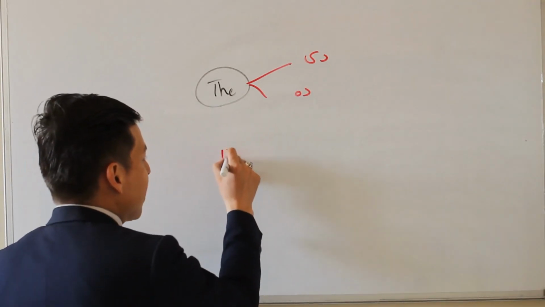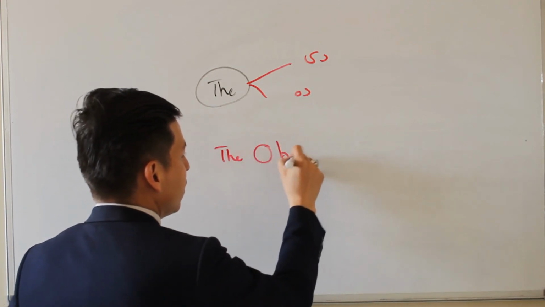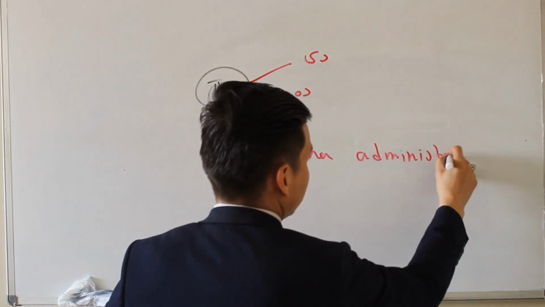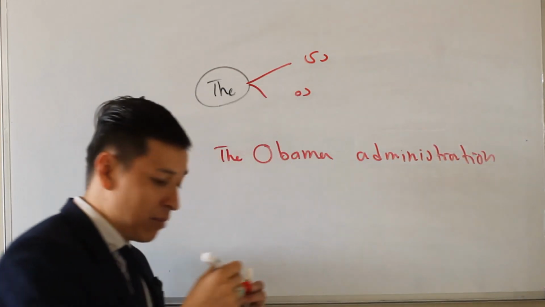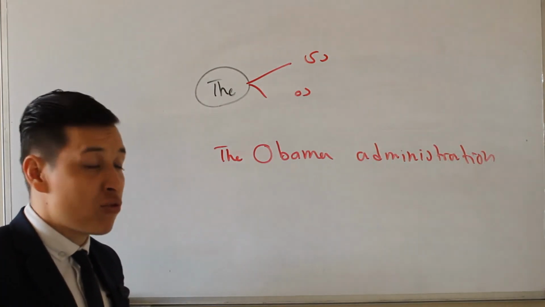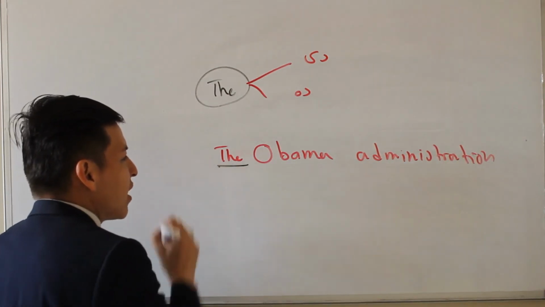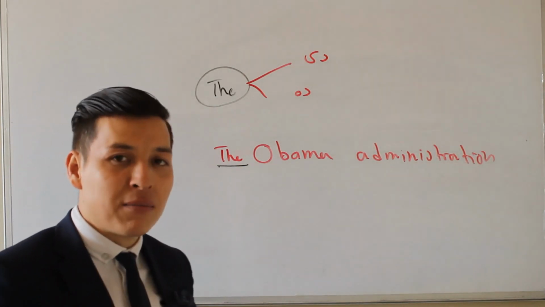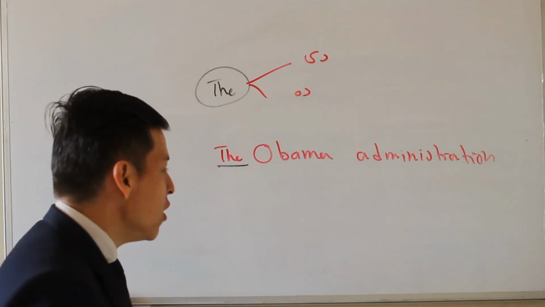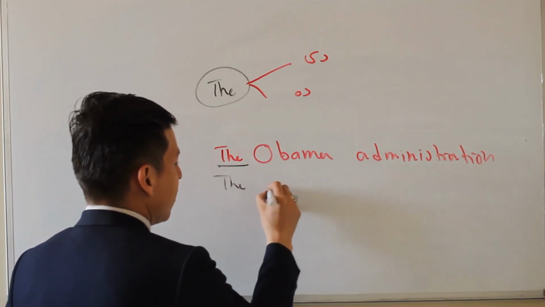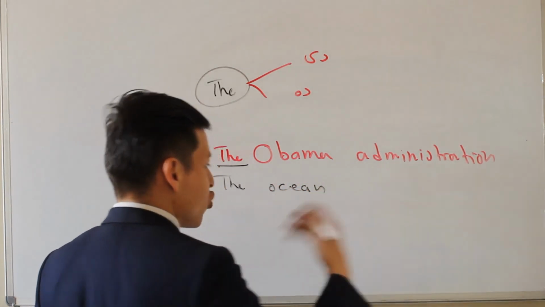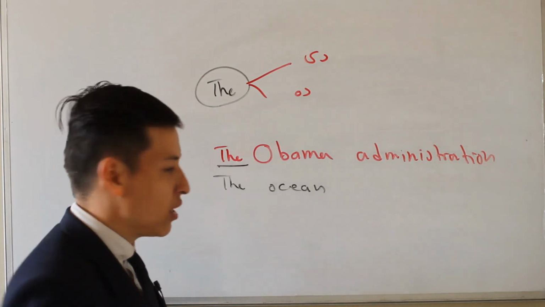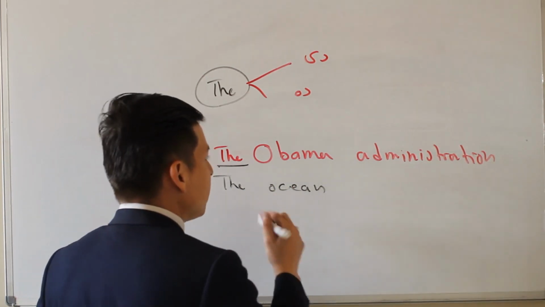For example, "the Obama administration". Here the article is not pronounced "thuh"; this is "thee Obama administration". Or, for example, we say the ocean, which ocean? The Indian Ocean. Here we don't say "thuh ocean", we say "thee ocean". Okay, so it is about that.